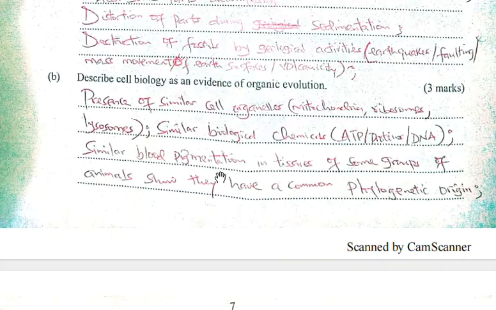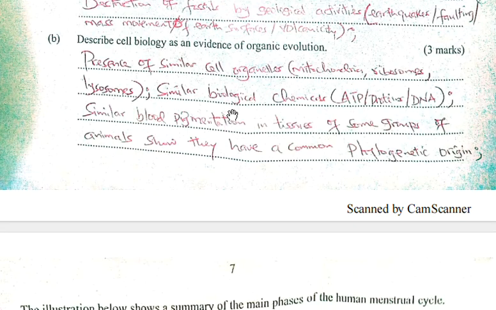Part B, describe cell biology as an evidence of organic evolution, and this says that presence of similar cell organelles, for example the ribosomes, mitochondria, lysosomes, similar biological chemicals, e.g. adenosine triphosphate, deoxyribonucleic acid, proteins, similar blood pigmentation in tissues of some groups of animals show that they have a common phylogenetic origin or a common embryonic origin.